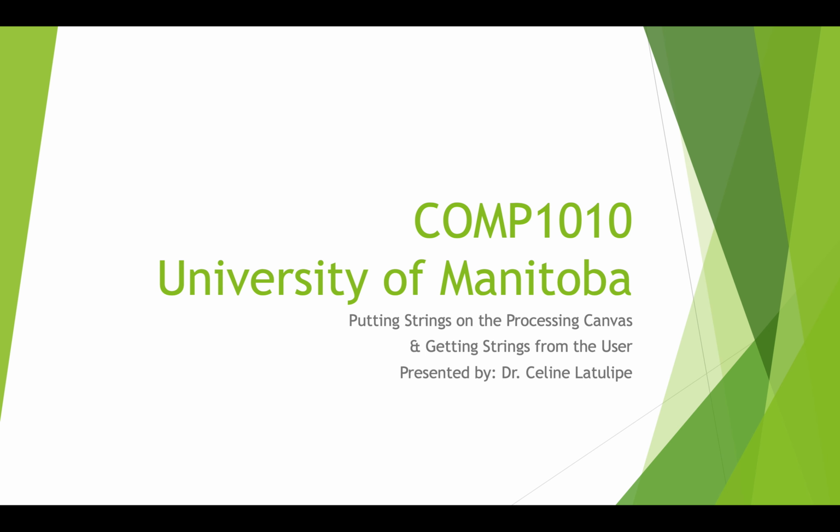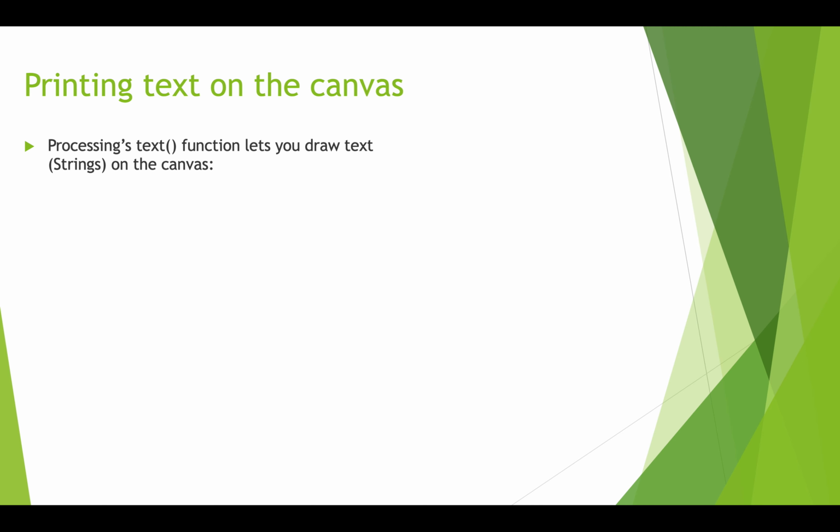I'm Dr. Celine Latulip. Today I'm going to be talking to you about putting strings on the processing canvas and also getting string input from the user. So, processing gives you a text function that lets you draw strings on the canvas the same way you draw rectangles and ellipses and things like that.